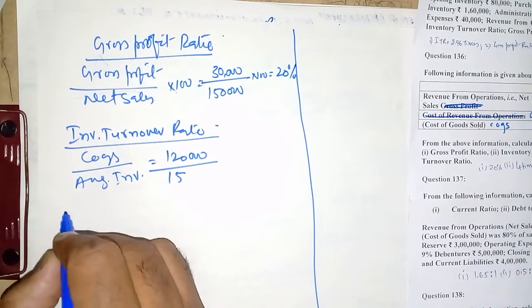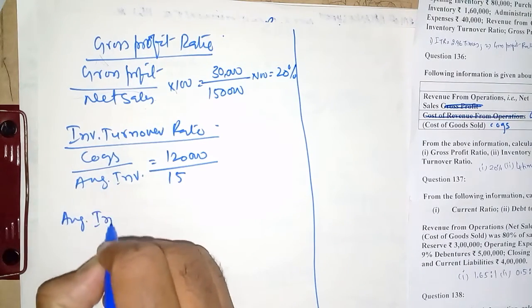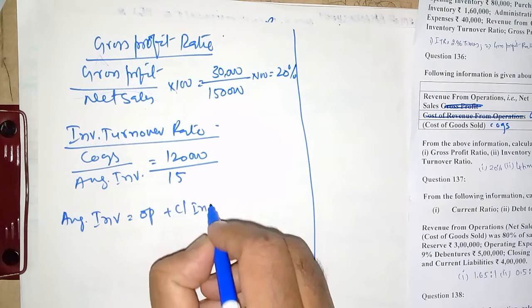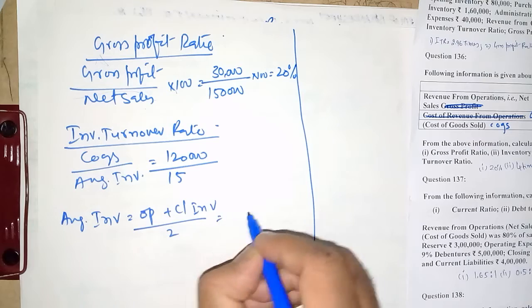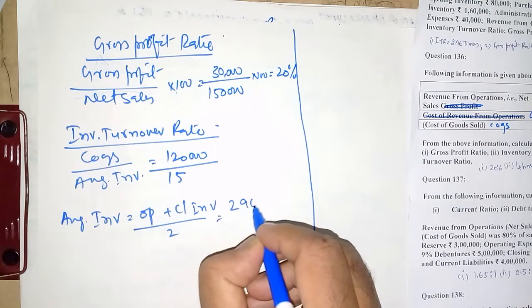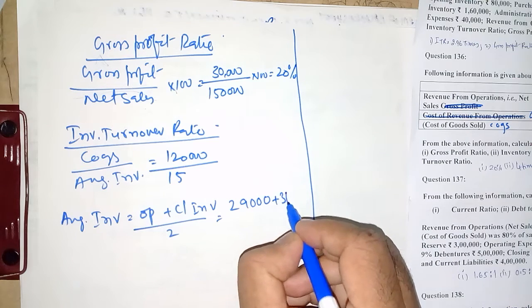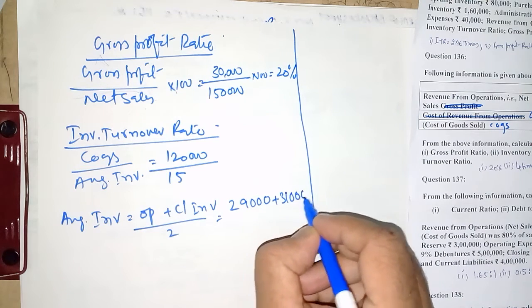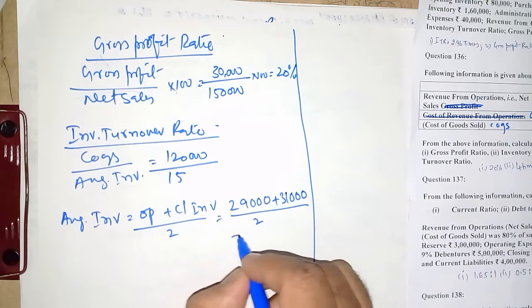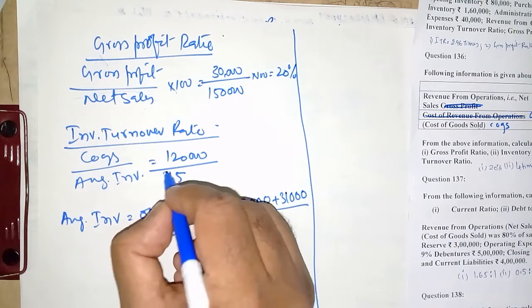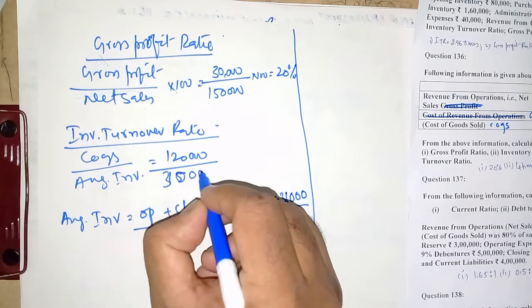So therefore, average inventory is equals to opening plus closing inventory divided by 2. So opening inventory is 29,000 and closing inventory is 31,000. Divided by 2, we will get average again 30,000. Now apply this. 30,000 will be the average inventory.